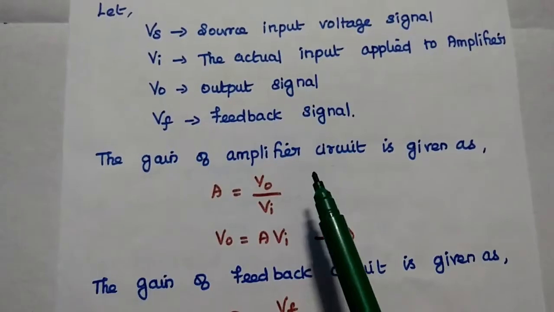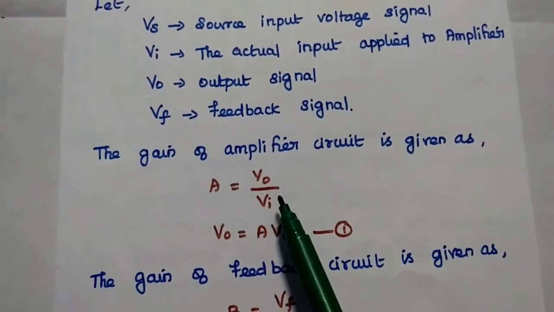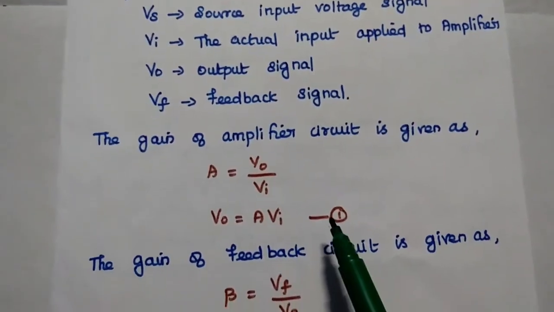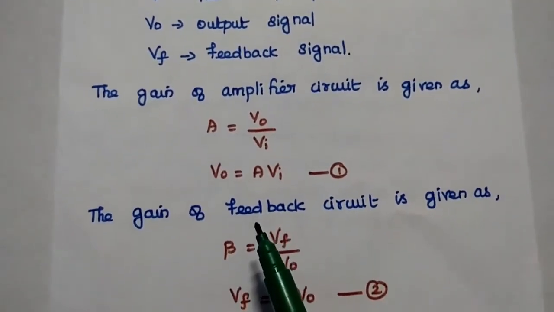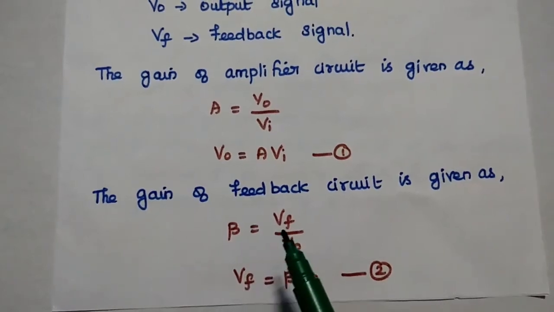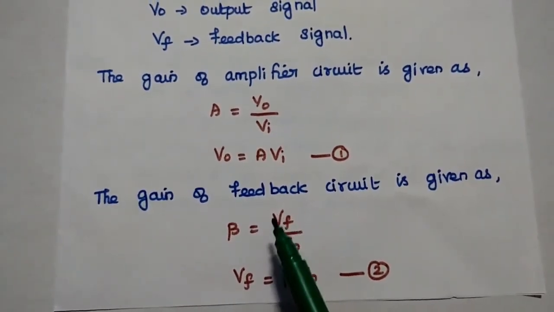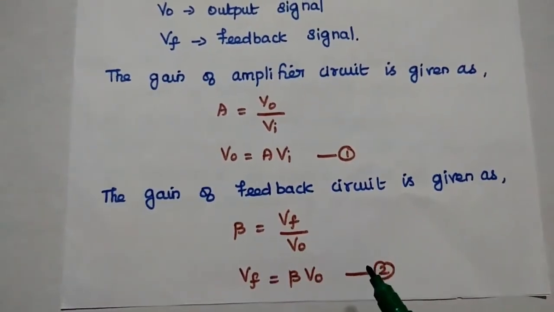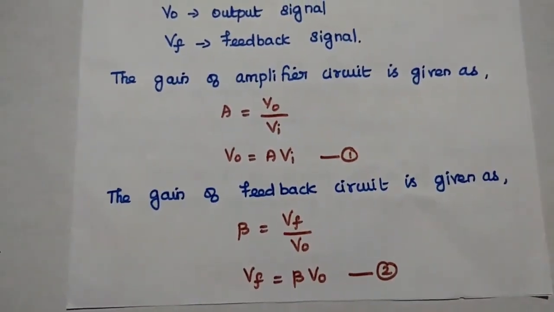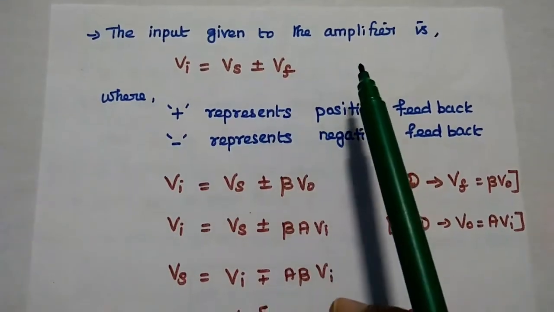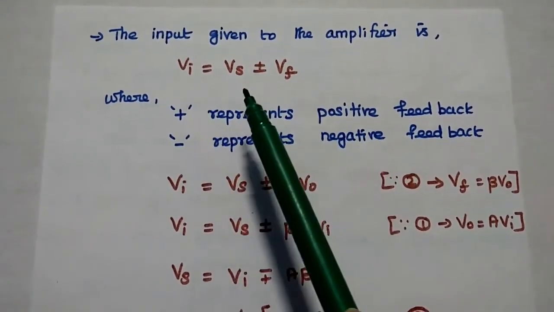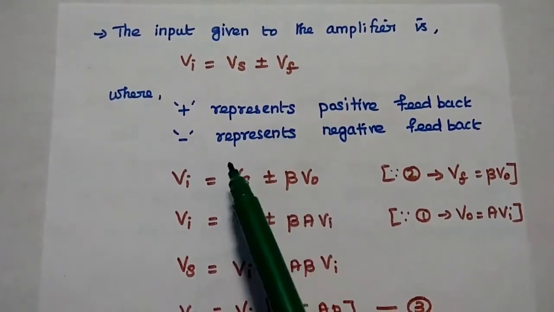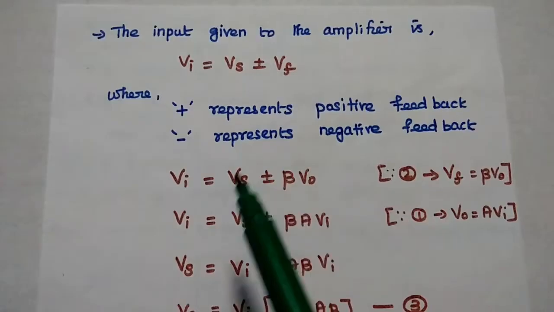The gain of the amplifier circuit is A is equal to V0 by Vi. From this we can get V0 is equal to A into Vi. That is the first equation. The gain of the feedback circuit is beta is equal to Vf by V0. From this we can get the feedback signal Vf is equal to beta into V0. Consider this as the second equation. Next, the input given to the amplifier is Vi is equal to Vs plus or minus Vf. Here plus represents positive feedback, minus represents negative feedback.